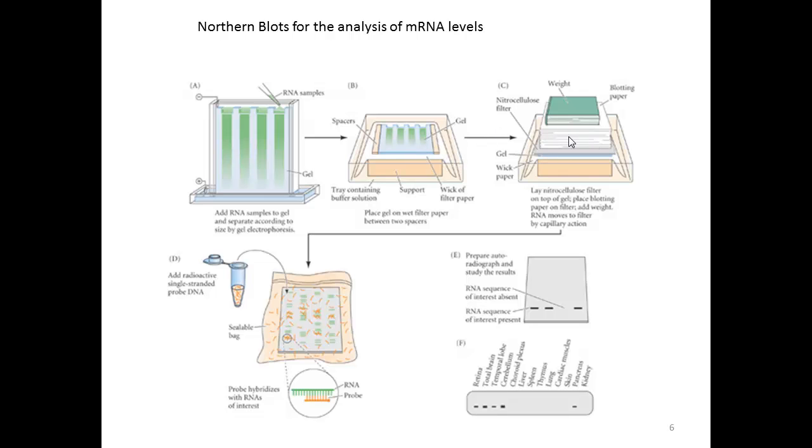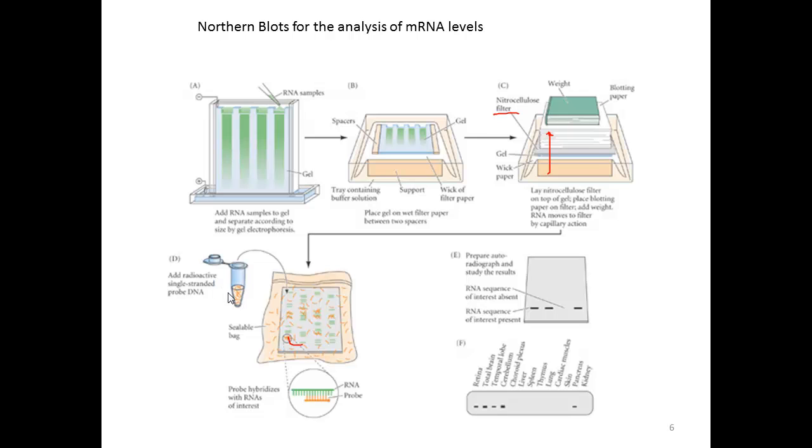We'll put paper towels and blotting paper on top of it, and now by capillary action we'll suck water up. This will carry RNA from the gel onto the nitrocellulose filter. So then on this filter we have an exact duplicate of the gel. We can take this filter paper, put it into a bag, and have a probe sequence.